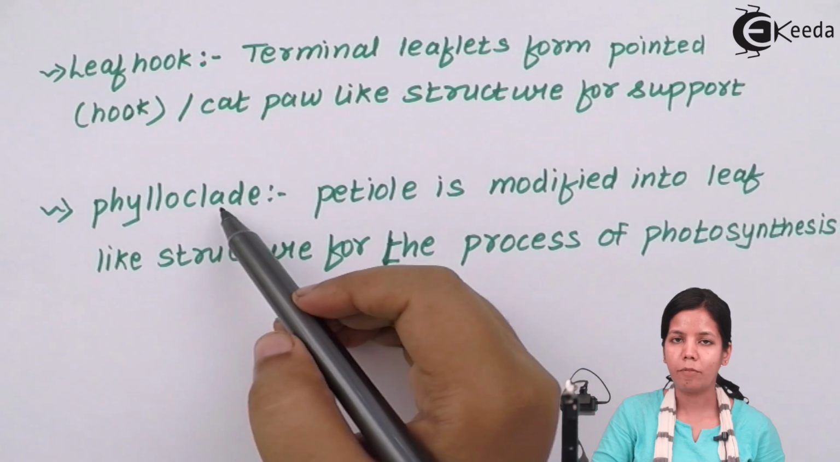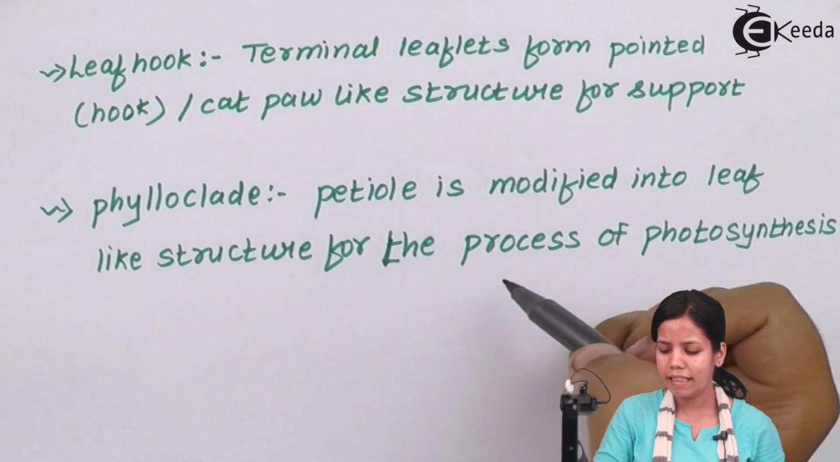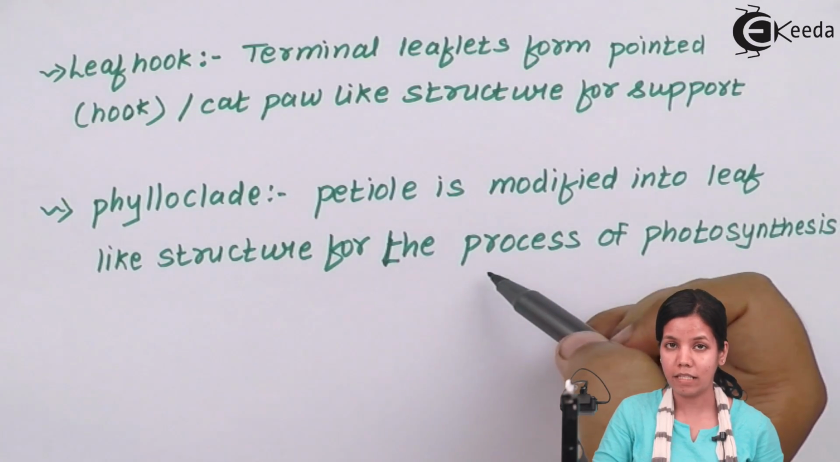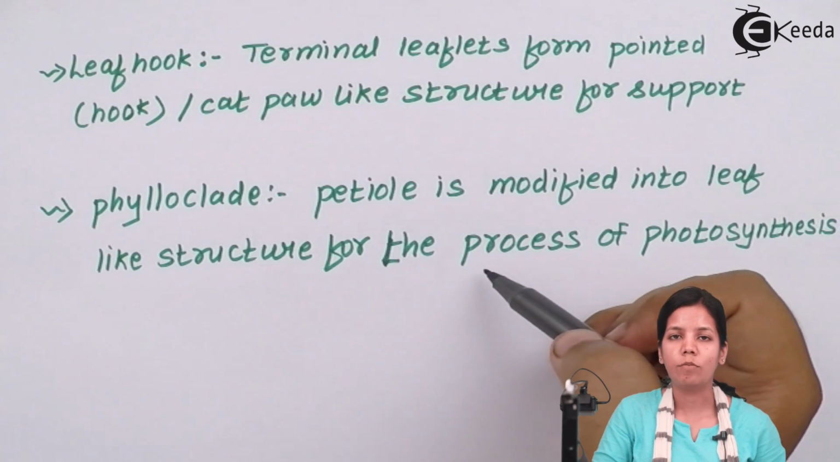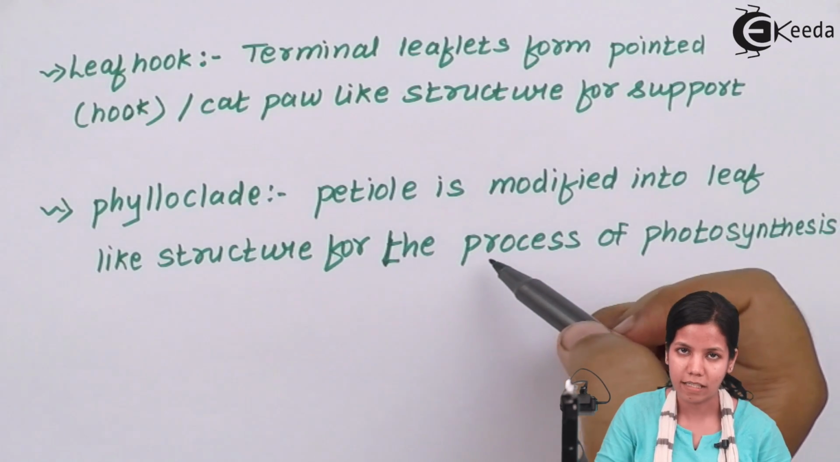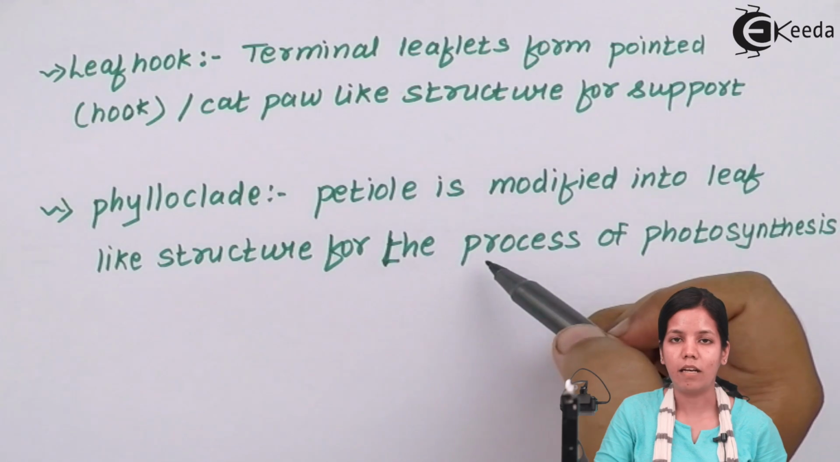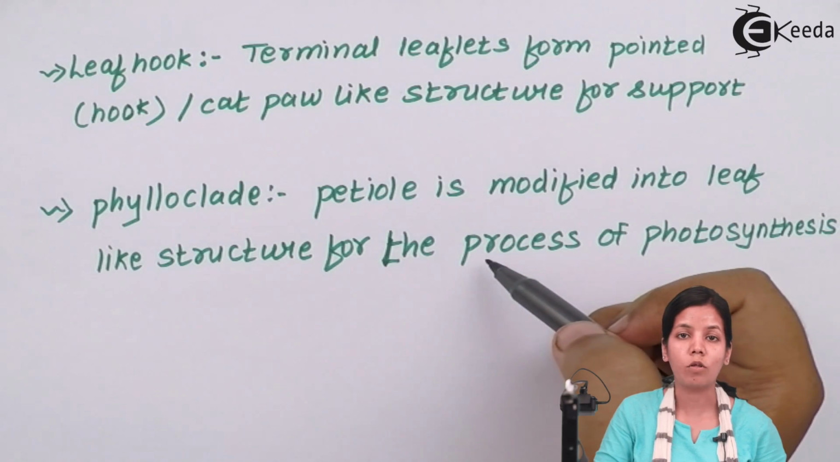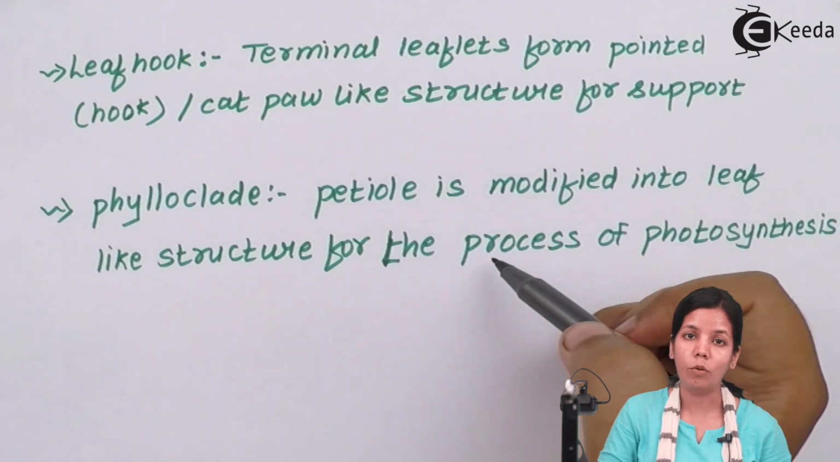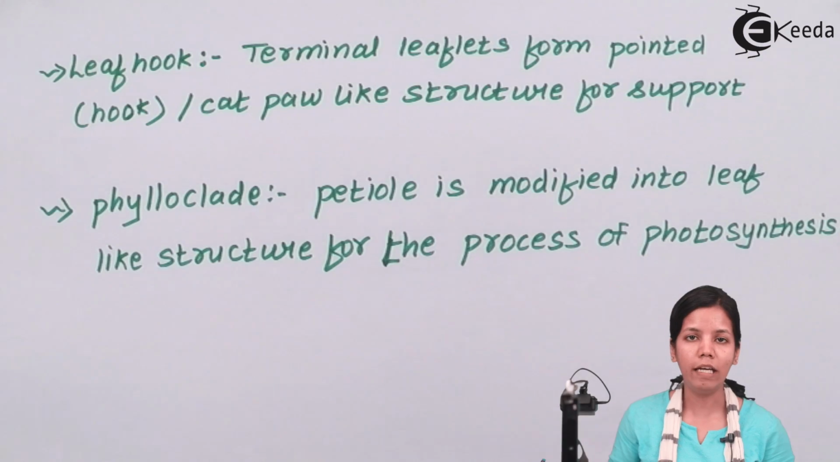Phylloclade, the last type of leaf modification. In this type of leaf modification, the petiole is modified into a leaf-like structure, and this is done for the process of photosynthesis or transpiration to occur smoothly. Since the leaf was not apt to carry this out, the petiole also modified itself into a leaf-like structure.